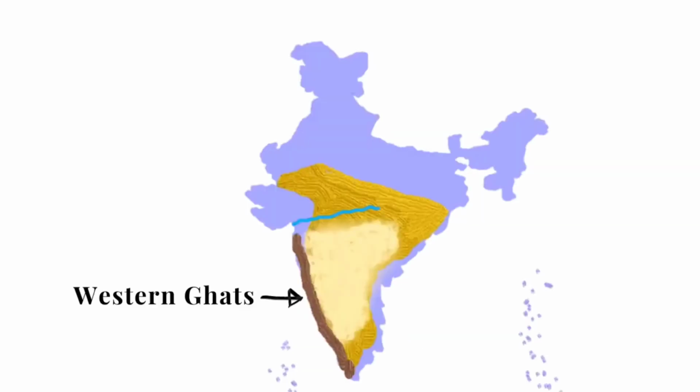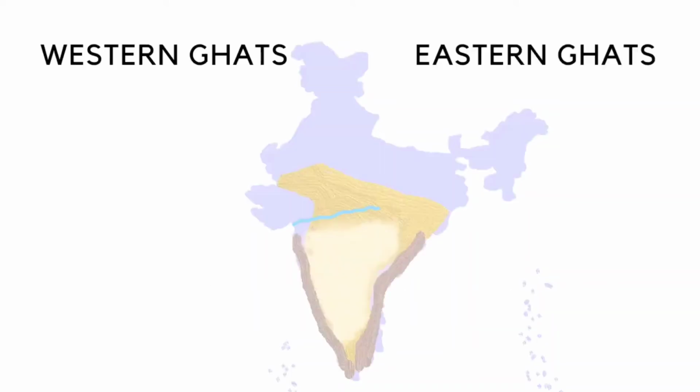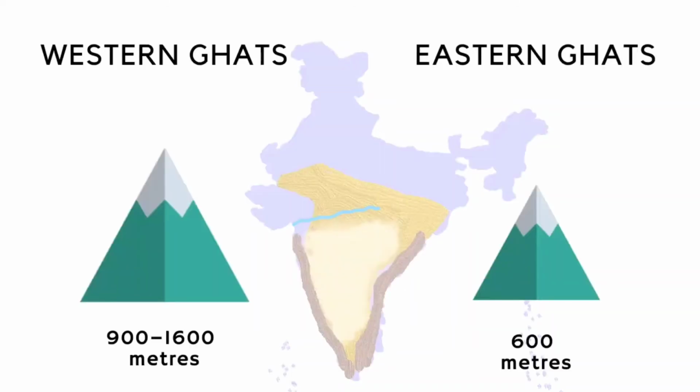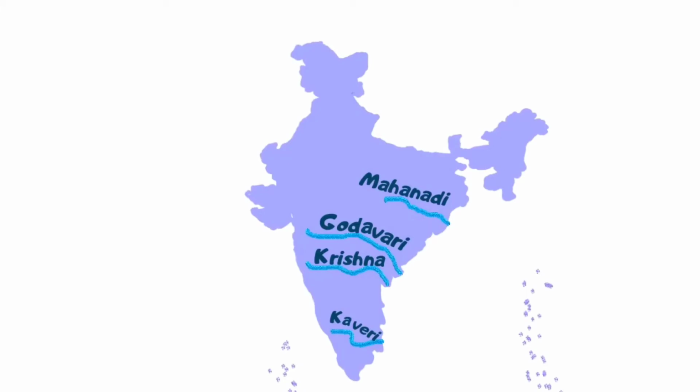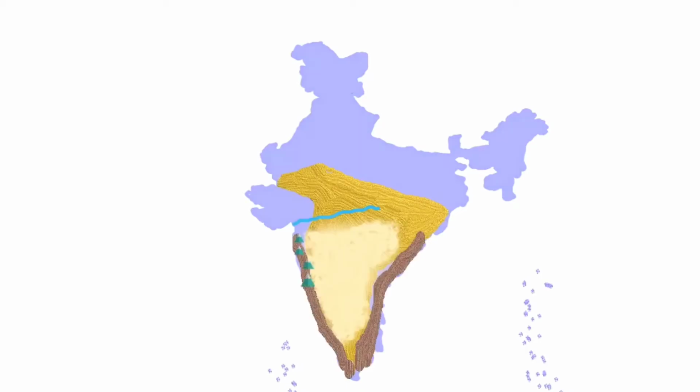The Western Ghats and then the Eastern Ghats. The average height of the Western Ghats is 900 to 1600 meters, and the Eastern Ghats average 600 meters. Mahanadi, Godavari, Krishna and Kaveri are the major rivers from the Eastern Ghats. And the Western Ghats are covered with a huge level of forest.